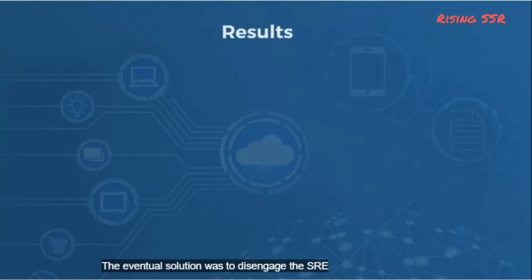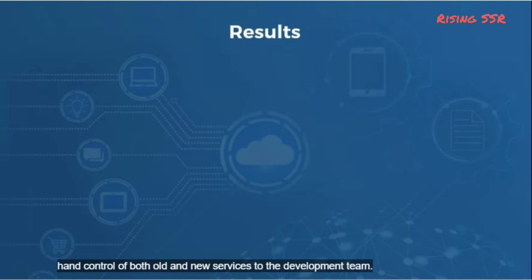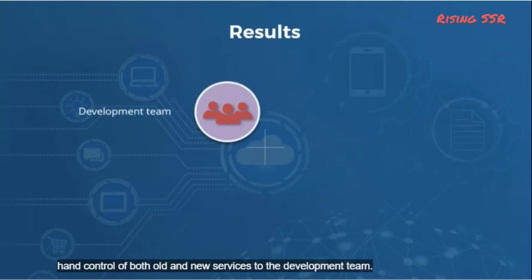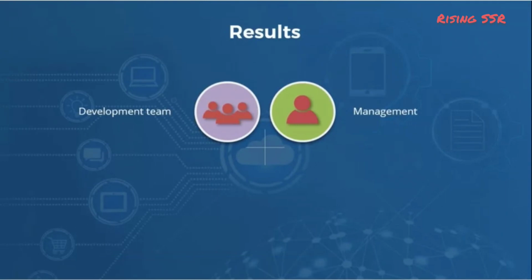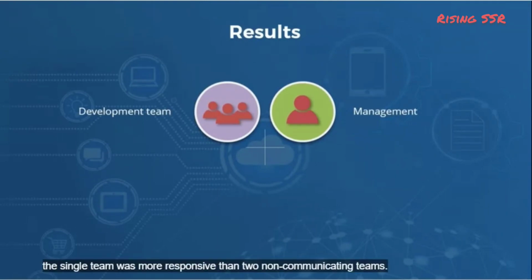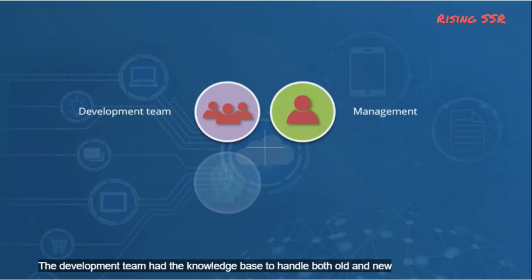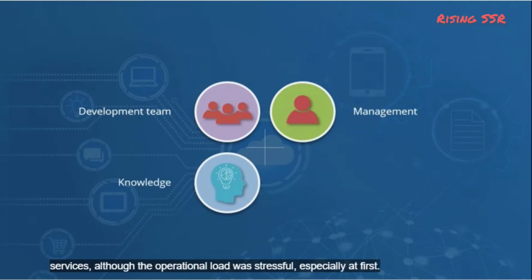The eventual solution was to disengage the SRE team that was looking after the old service and hand control of both old and new services to the development team. This helped management, since they now had a single team that could respond to the work that the managers were accountable for. In short, the single team was more responsive than two non-communicating teams. The development team had the knowledge base to handle both old and new services, although the operational load was stressful, especially at first. In the end, the development team kept operational control of the new service.